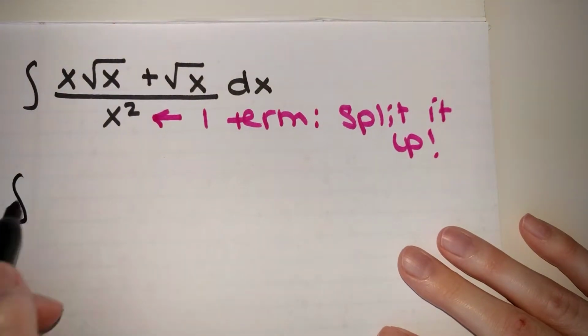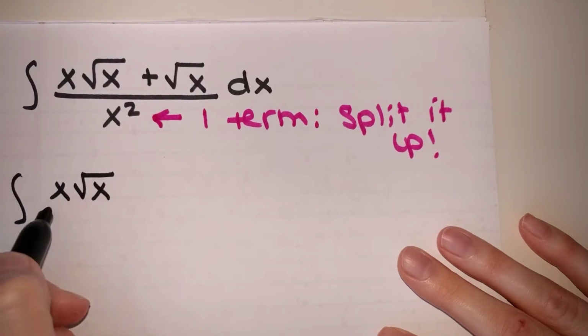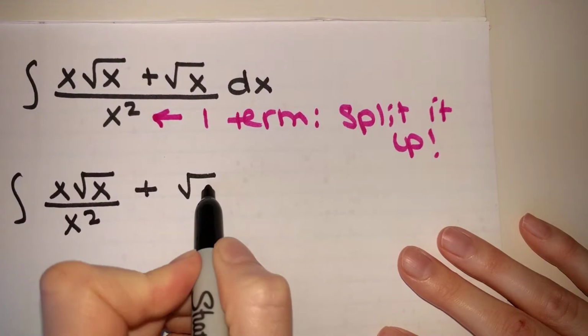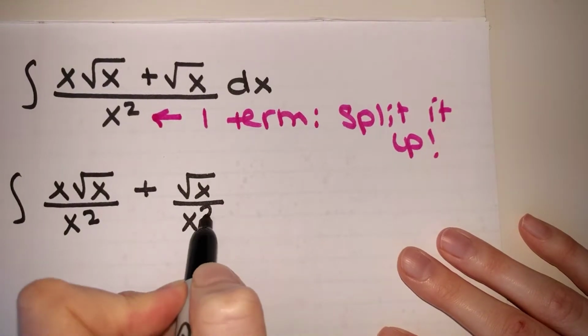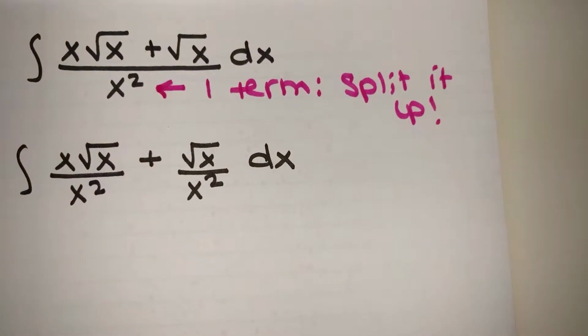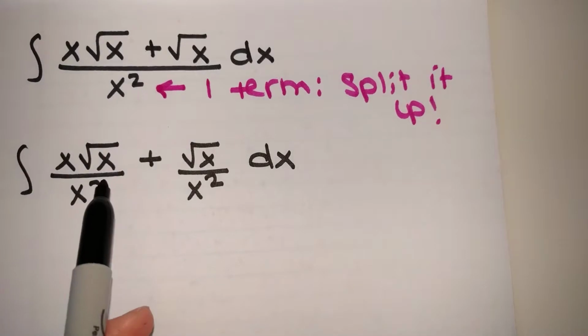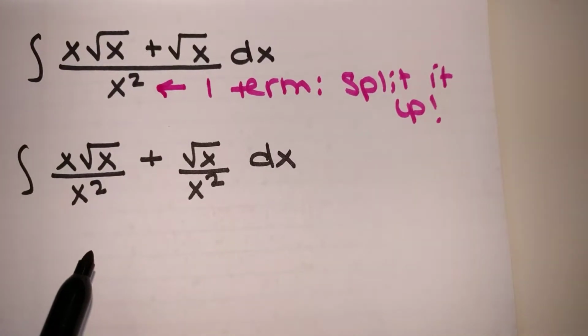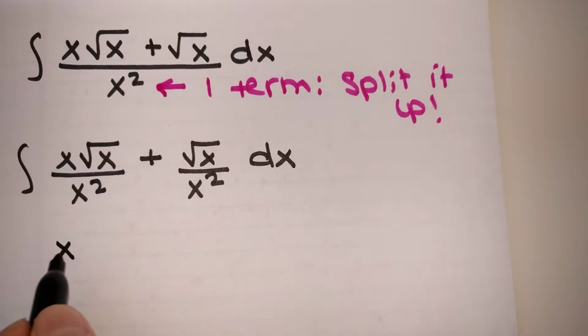Before we integrate, we're going to say, okay, I have x square root of x over x squared plus the square root of x over x squared, and then the dx. All right, now by splitting it up, we get rid of this big fraction, and we split it up into two separate ones, but we still have these radicals. So we will rewrite the radicals as x to the 1/2 power, and then reduce from there.